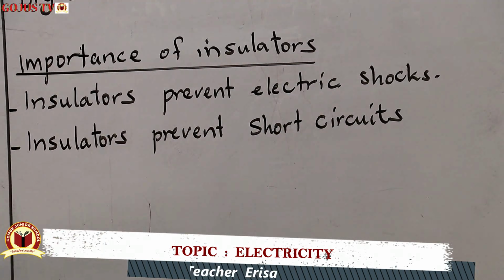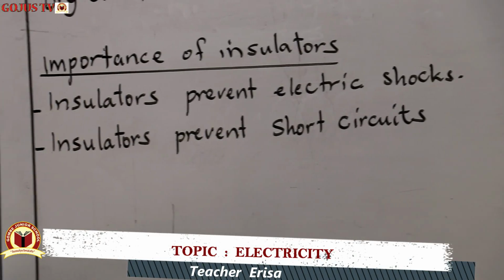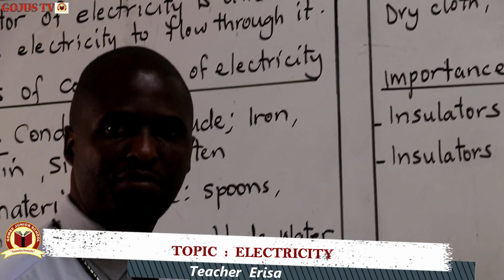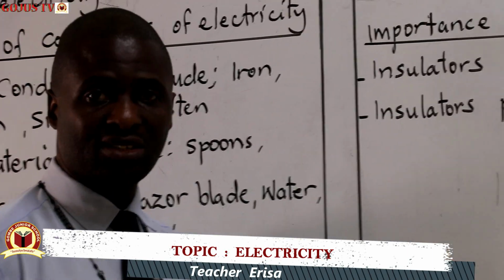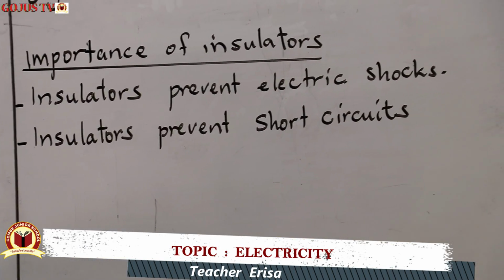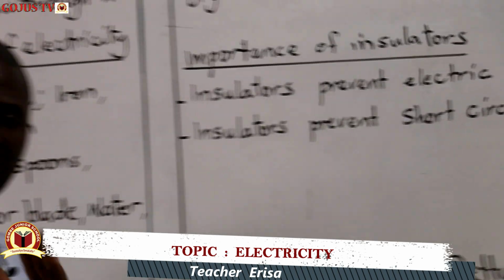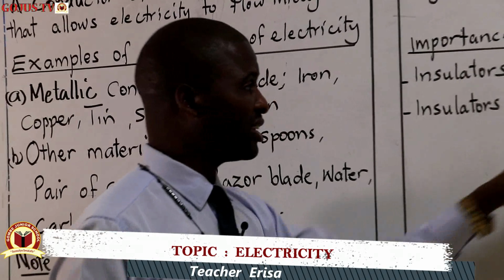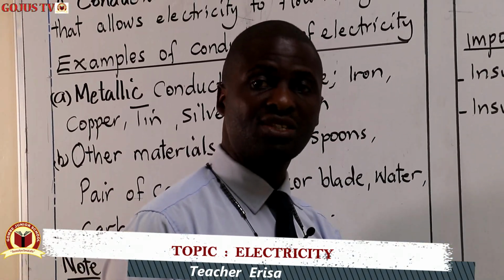Lastly, insulators prevent short circuits. A circuit. Not circuit. Some people say circuit. A short circuit is the next lesson that we are going to look at. We are going to explain when electricity takes another path. When instead of passing through a systematic system, electricity takes a short path, that is a short circuit. Electricity jams and it can even destroy property.